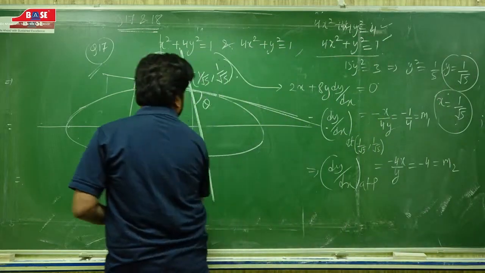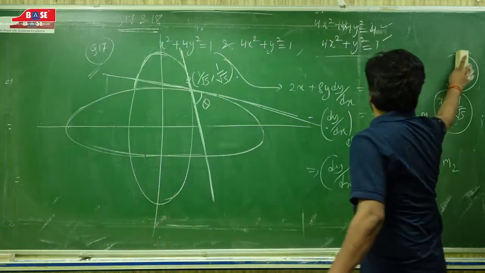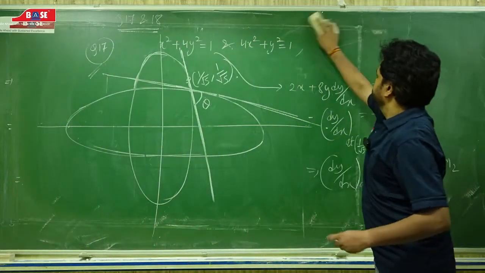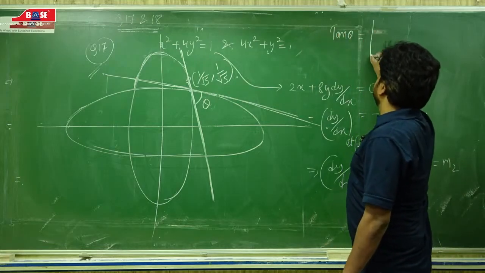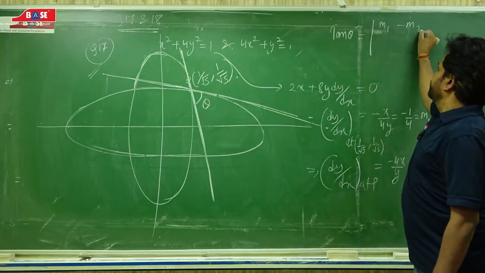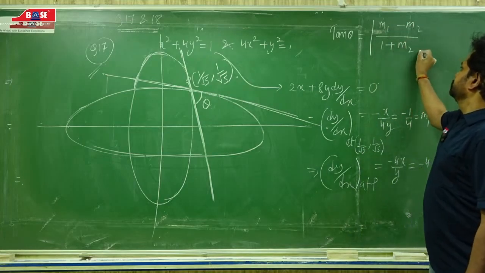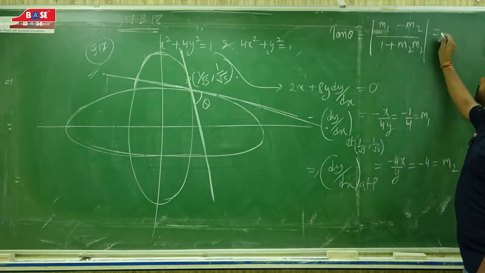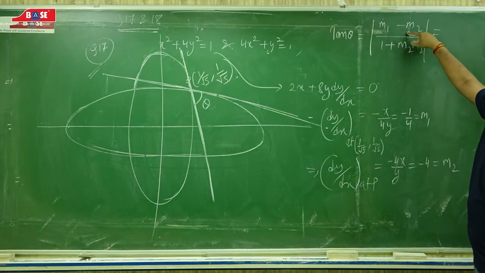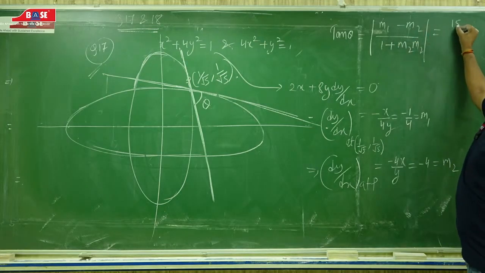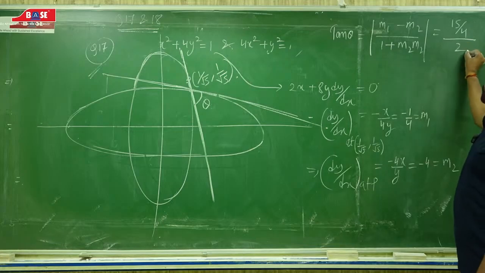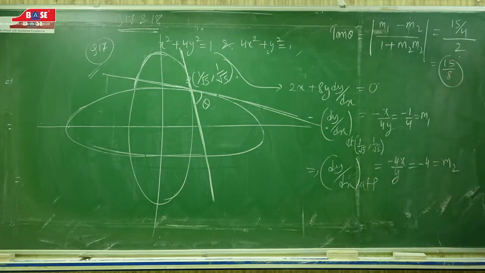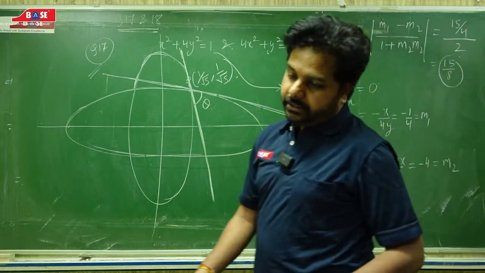And we know that now we can directly use tan theta, which is (M1 minus M2) divided by (1 plus M1 M2). This will give us minus 1 by 4 plus 4, which is going to give us 15 by 4 in the numerator, and the denominator will be 1 minus 1 by 4, which is going to be 2. So which is giving us 15 by 8. So tan theta we are getting as 15 by 8.